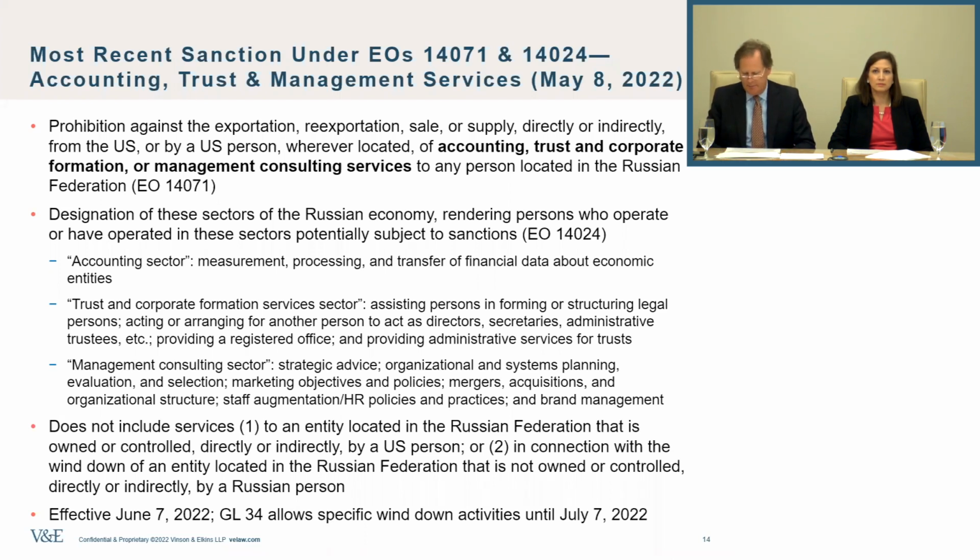And in May, about a month ago, we put in place sanctions and prohibited U.S. persons, wherever located, from providing accounting, trust and corporate formation, and management consulting services into the Russian economy. There are some definitions you see there about these services. The idea here was to prevent Russian companies from receiving these services from U.S. persons, which would further degrade the Russian economy.